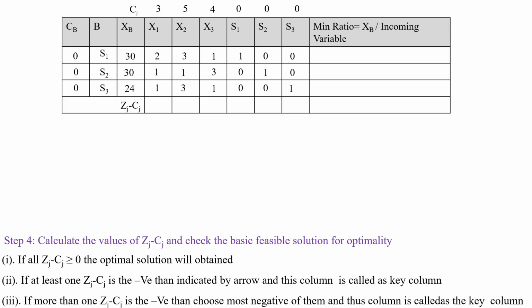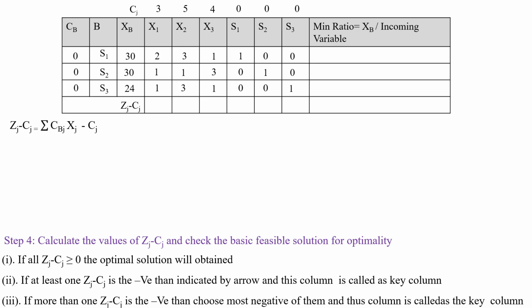The second condition is if at least one Zj minus Cj is negative, indicated by the arrow, this column is called the key column. The third condition is if more than one Zj minus Cj is negative, then choose the most negative of them, and this column is called the key column. So first I have to calculate Zj minus Cj for each column. Here Zj minus Cj equals the summation of Cbj into Xj minus Cj.